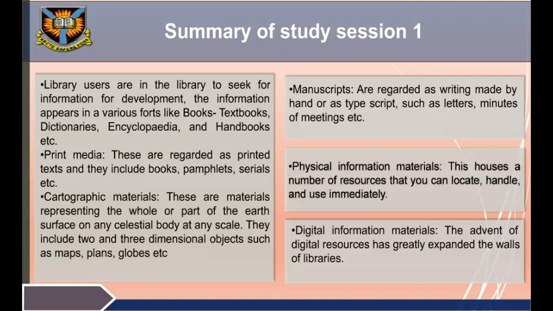Cartographic materials. These are materials representing the whole or part of the Earth's surface or any celestial body at any scale. They include 2- and 3-dimensional objects such as maps, plans, globes, and so on. Manuscripts are regarded as writing made by hand or as typescript such as letters, minutes of meetings, and so on.